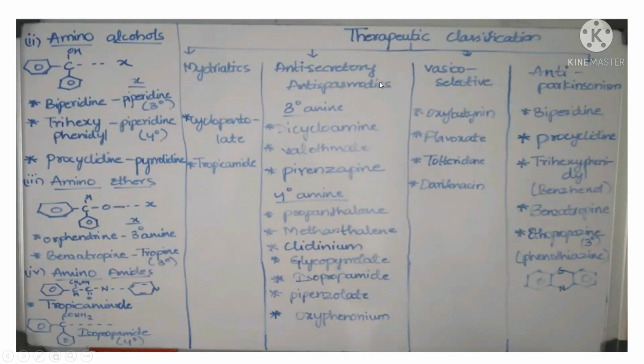Then anti-secretory and antispasmodics; under these two classes, there are tertiary amine drugs and quaternary amine drugs. Tertiary amine drugs are dicyclomine, valethamate, and pirenzepine. The quaternary amines are propantheline and methantheline, which are amino alcohol esters, then clidinium, glycopyrrolate, isopropamide, and oxyphenonium. All these are quaternary. Next, vesicoselective: oxybutynin, flavoxate, tolterodine, and darifenacin. No need of these structures; only these names are enough.